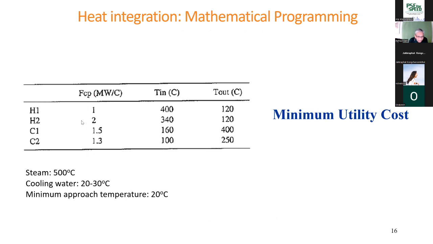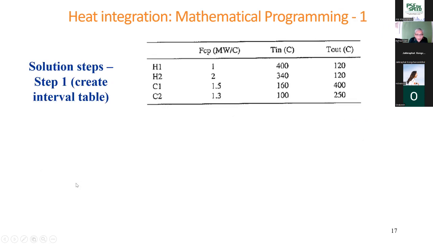And so here we are taking a similar problem. For hot stream, we have steam at 500 degrees C, cooling water between 20 and 30. And the approach temperature is 20 degrees. And we want to find the minimum utility cost. Utility cost is the cost of the heating and the cost of the cooling. So this is our original problem.